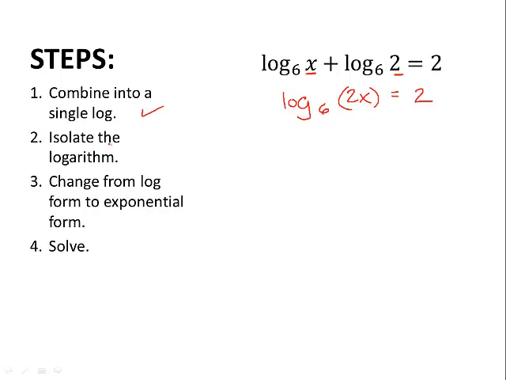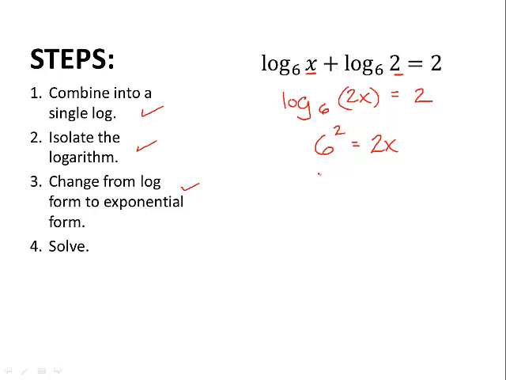Next, isolate the logarithm. I don't think we have anything to do here. We have our base, our argument, and basically the exponent, right? Nothing to do on step 2. Step 3, we always do. We have to change from log to exponential form. So we start with the base. 6 is the base, 2 is the exponent, and that's going to equal 2x. So we changed forms.